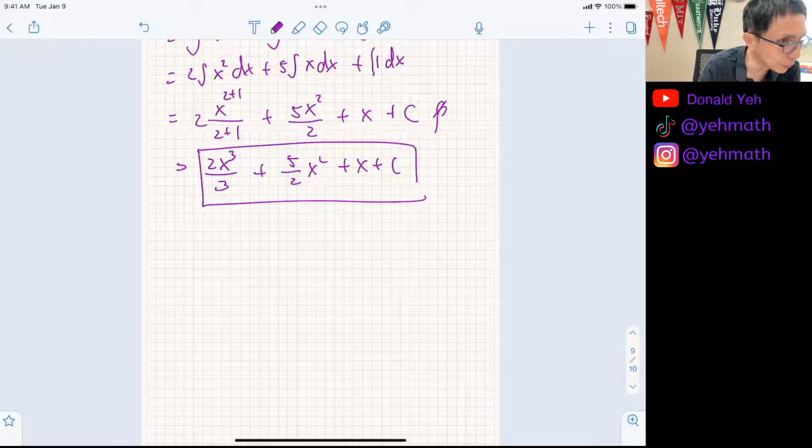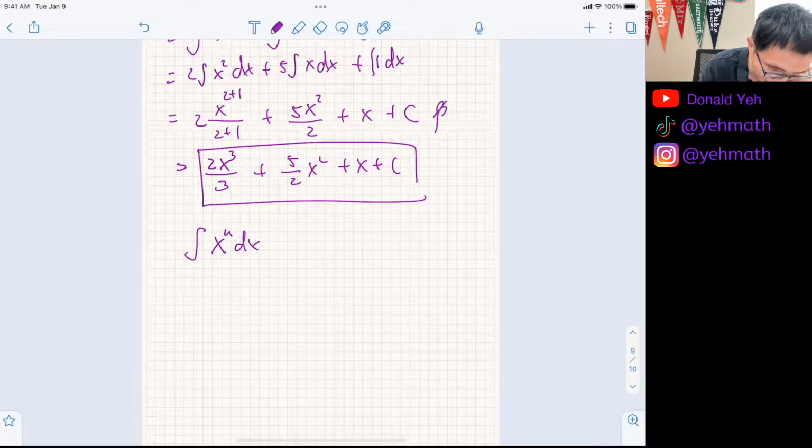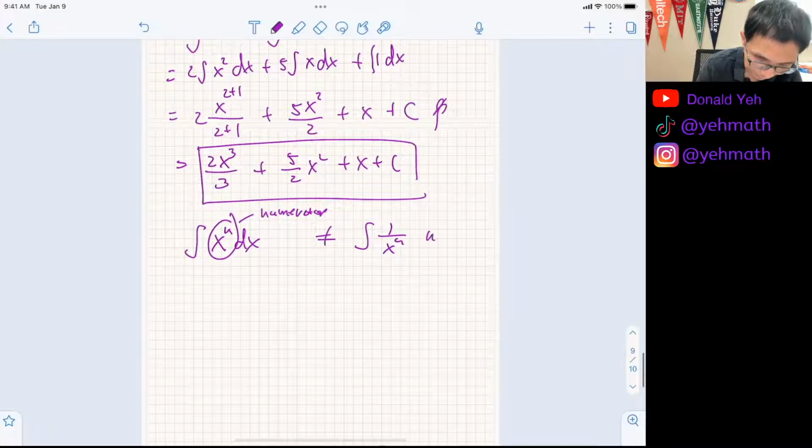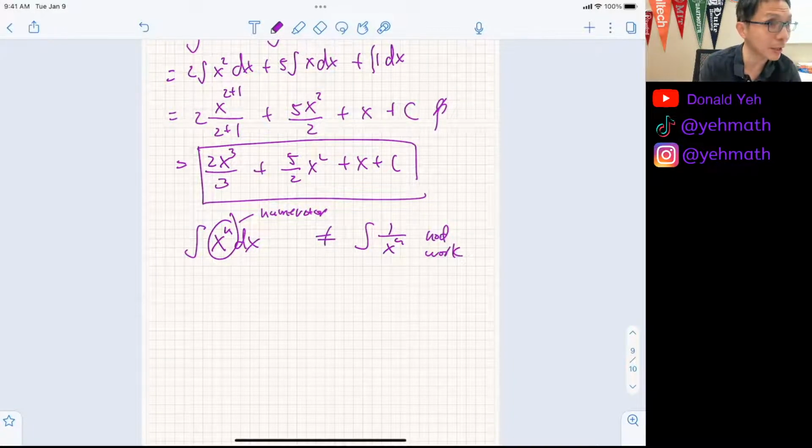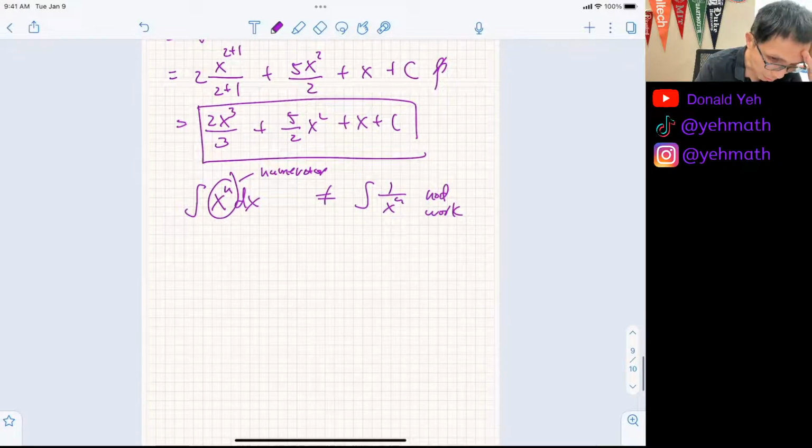So make sure when you do calculus, you want to do algebra first, because integration of x to the n dx has the x on the numerator. That does not mean integration of 1 over x to the n is going to work. Okay, why is it not working? Because integration of x to the n requires you to follow this full process.